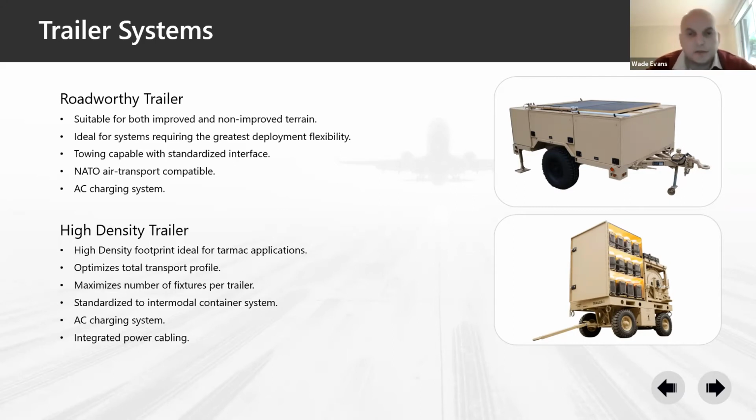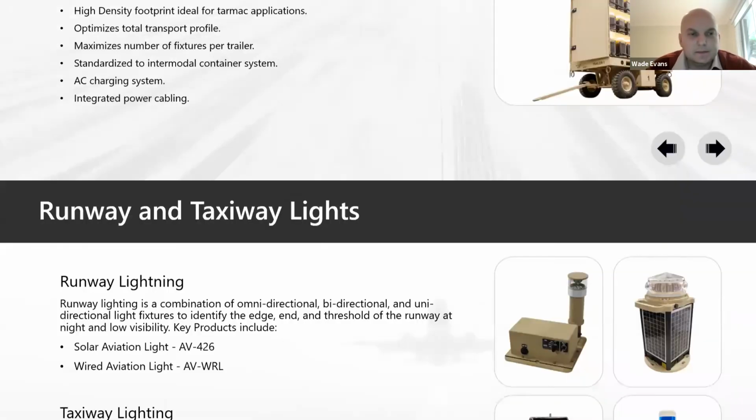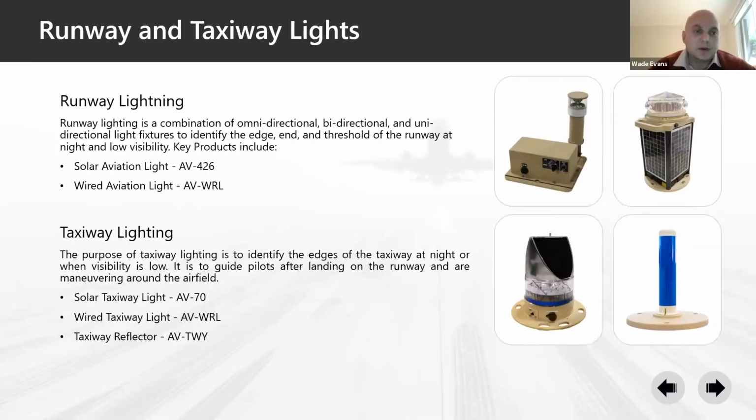From trailers, we'll move on to runway lights and taxiway lights. So with runway and taxiway lights, they're really the core of a HMALS deployment in terms of the lighting fixtures themselves, because they fulfill a really key requirement for the taxiway and runway lighting applications. So when it comes to runway lighting, we're talking about omnidirectional, bidirectional, or unidirectional light fixtures, and they identify either the edge, the end, or the threshold of the runway.